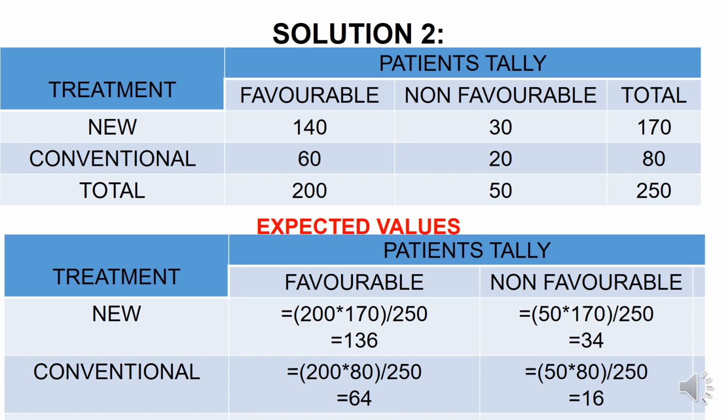So we use the same formula. What we did, for this very cell, the total value for the column is 200, so we wrote 200, and for this particular cell the row total is 170, so we wrote 170. So we multiplied 200 with 170 and divided this by the total number of observations, that is 250. So when 200 is multiplied by 170 and the product value is divided by 250, we get a value equivalent to 136. Likewise, for all other cells we calculated their expected value.